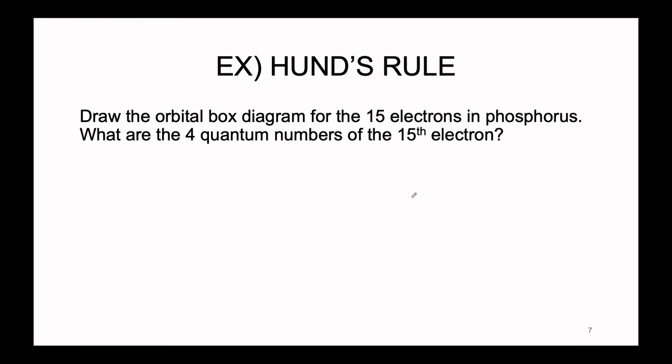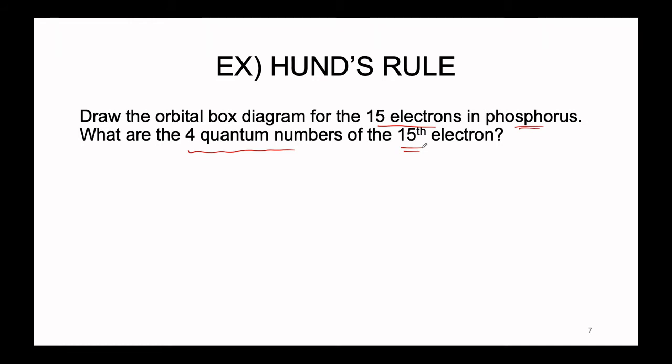All right, so with that in mind, let's take what we have learned so far and apply it to an example problem with even more complexity. I would like you to draw the orbital box diagram for the 15 electrons in the element of phosphorus. In addition, in much the same way that we just did with carbon, I would like you to pick out what are the 4 quantum numbers of the 15th electron that gets placed into phosphorus.